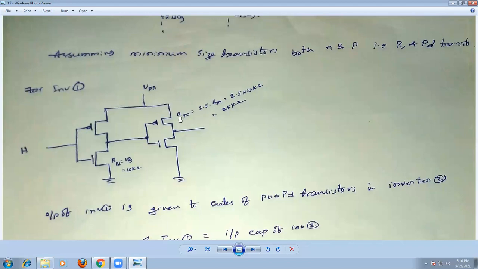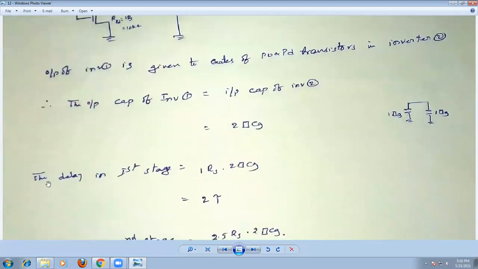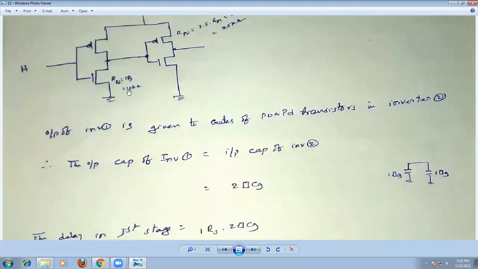When this transistor is on, this is the pull-up transistor and pull-down transistor of the CMOS technology, if you consider the minimum size transistor. Now, what is the delay? Now see, what is the delay in the first stage?